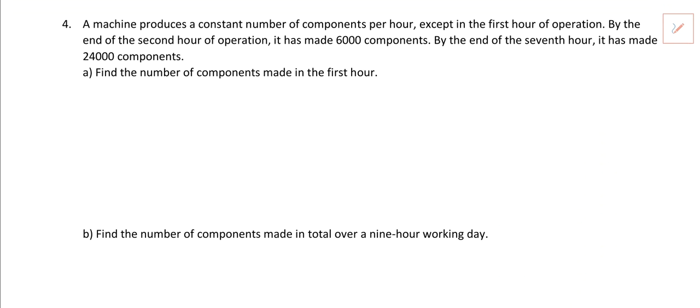Alright. A machine makes components. It does something different in the first hour for whatever reason. I guess it takes the warming up or whatever. So find the number of components made in the first hour. What do you do? It says first hour, by the end of the second hour it's made. So I go U1, U2, U2 is 6,000, and then by the end of the 7th hour, so U7 is 24,000.